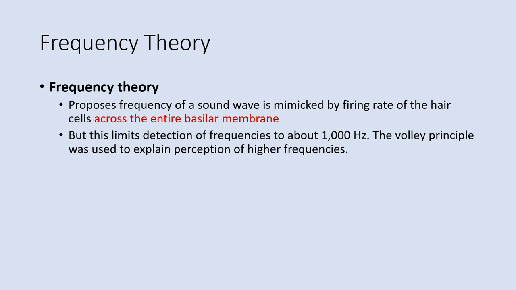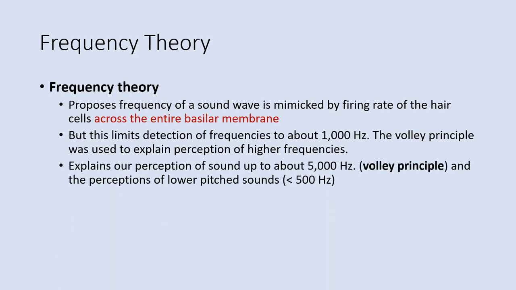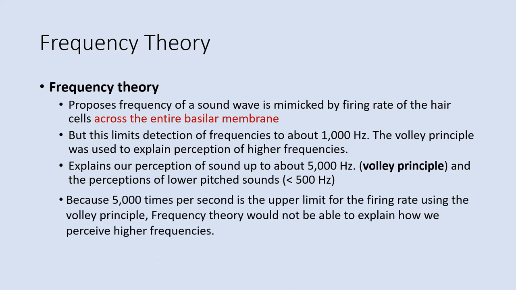Now, in the same way, groups of auditory fibers could fire in volleys. This principle of volleying in different phases could extend the range of frequencies which could be potentially encoded by the principles of frequency theory, which explains our perception of sound up to about 5,000 hertz through the Volley principle and the perceptions of lower pitch sounds less than 500 hertz. Now, because 5,000 times per second is the upper limit for the firing rate using the Volley principle, frequency theory would not be able to explain how we perceive higher frequencies.